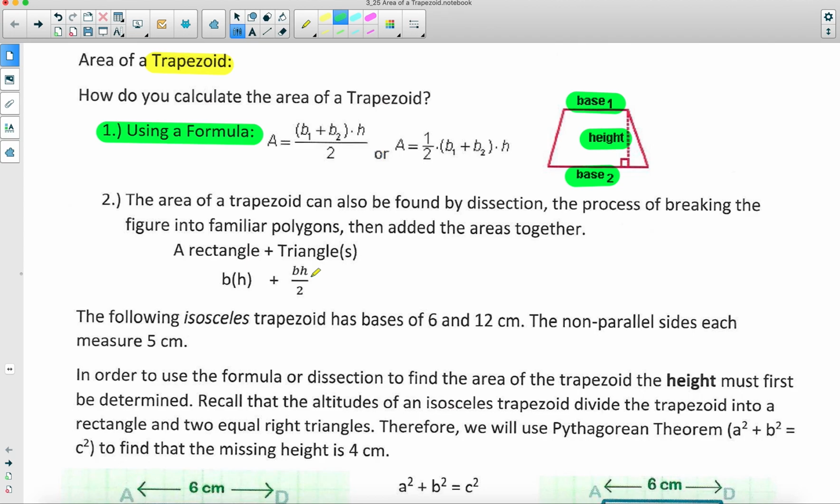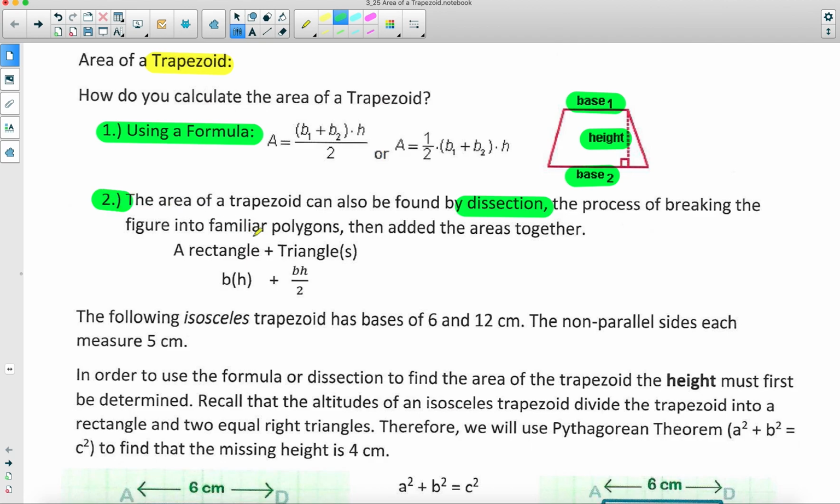The second way we can calculate the area of a trapezoid, that you might find a little easier, is known as dissection. When we talk about dissection in terms of any polygon, we're just talking about breaking up the figure into familiar polygons. For a trapezoid, we would think about breaking it up into a rectangle with maybe a triangle or multiple triangles. And then we know the area of a rectangle is base times height, the area of a triangle is base times height divided by 2. So these are the two main ways that we calculate the area.